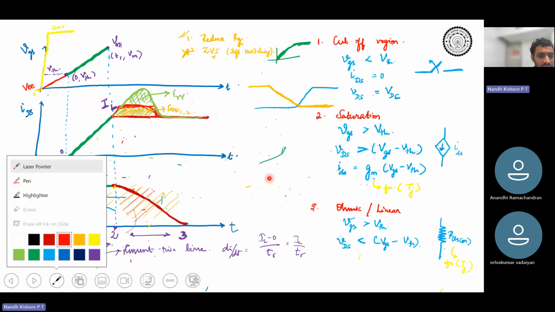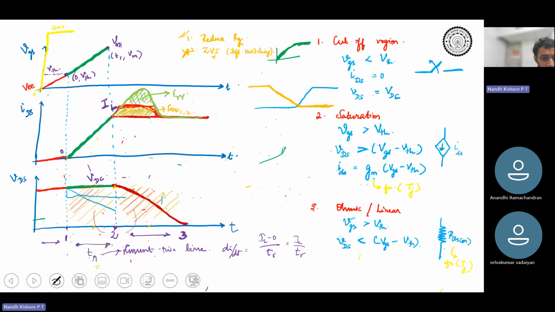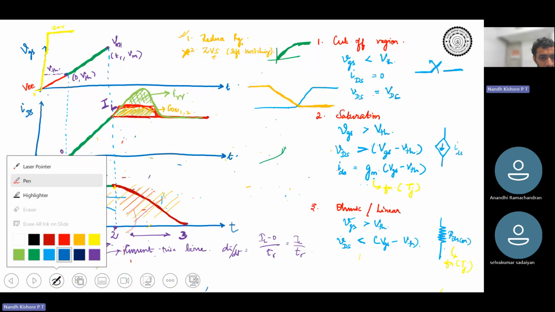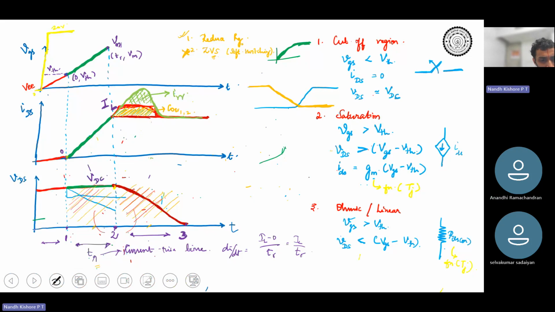I forgot to mention one particular thing to you: the period from t equal to 0 to t equal to 1, that is, from the instant at which your VG became 20 volts, the instant at which you gave the gate voltage, till the instant at which the gate source voltage becomes equal to the threshold voltage, is called the turn on delay time, TD on.